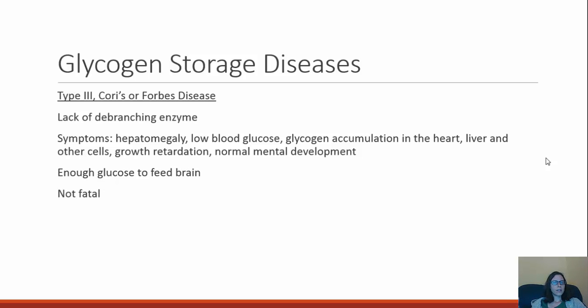We have glycogen accumulation in the heart muscle, in the liver, and in other cells, and it results in growth retardation. But there is normal mental development in this form because enough glucose is available to feed the brain. So the only thing this disease is lacking is the ability to remove the branches, but it can still take off the glucoses from the glycogen at those 1,4 linkages. So this form isn't fatal.